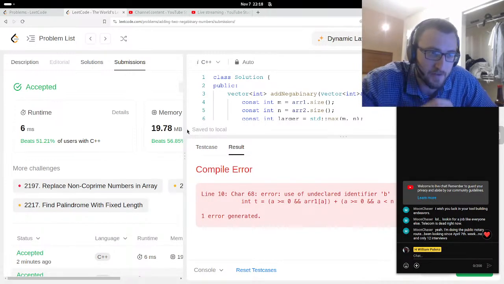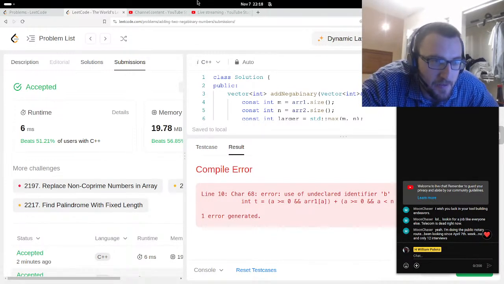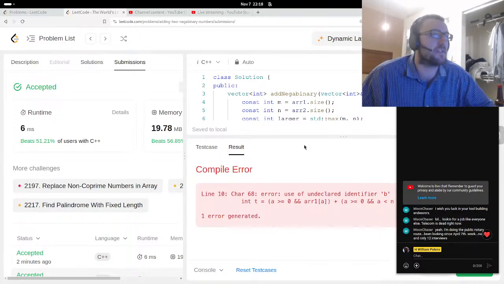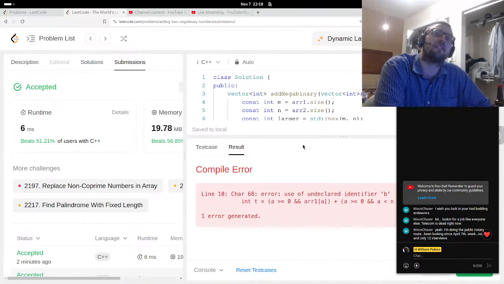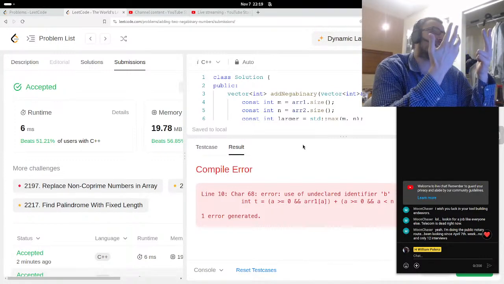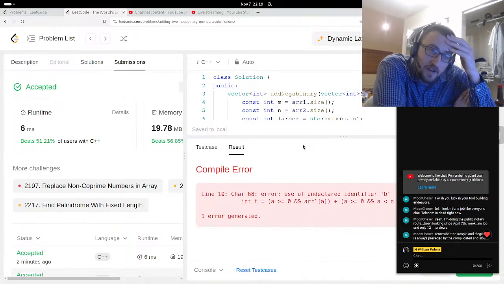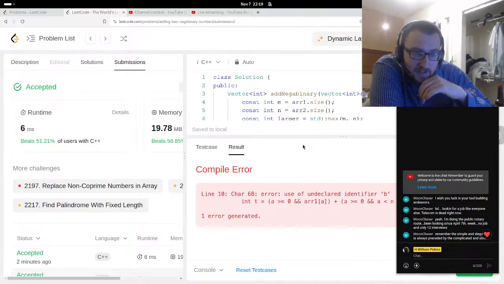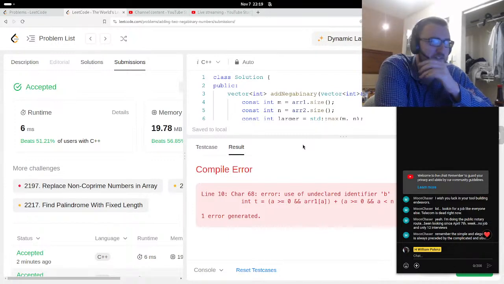Yeah, I'm doing the public notary route. Been looking since April 7th week. No job and only 12 interviews. April 7th. Oh man. April, January, February, March, April, May, June, July, August, September, October, November. That's like 8 months. Oh, remember the simple and elegant is always preceded by the complicated and slow. Yeah, that's true. That's true.